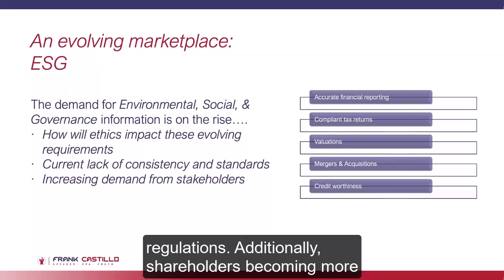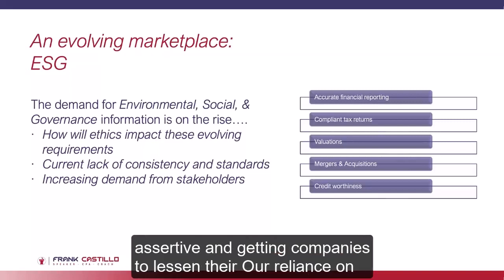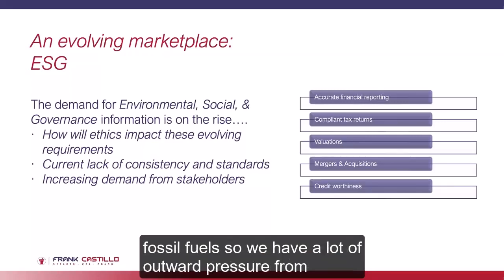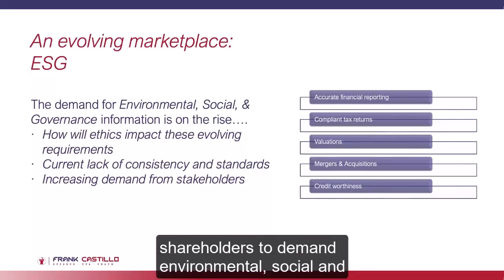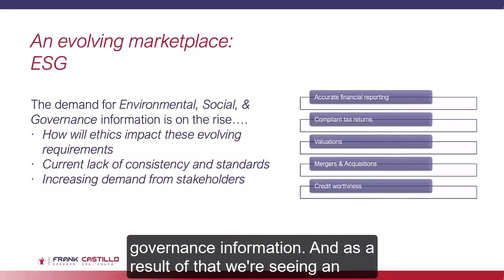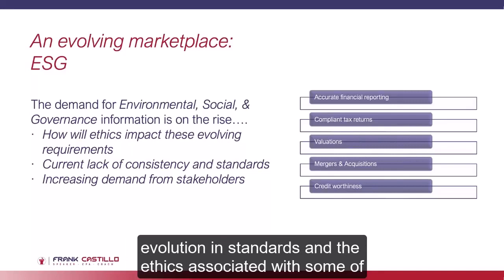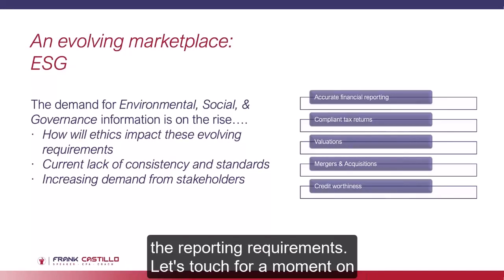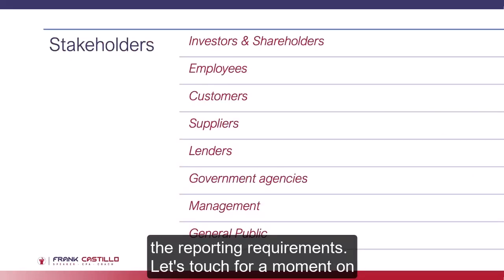Additionally, shareholders are becoming more assertive in getting companies to lessen their reliance on fossil fuels. So we have a lot of outward pressure from shareholders to demand environmental, social, and governance information. And as a result of that, we're seeing an evolution in standards and the ethics associated with some of the reporting requirements.